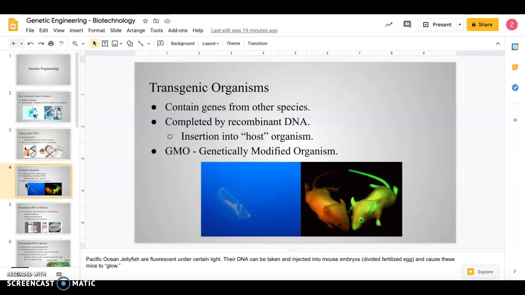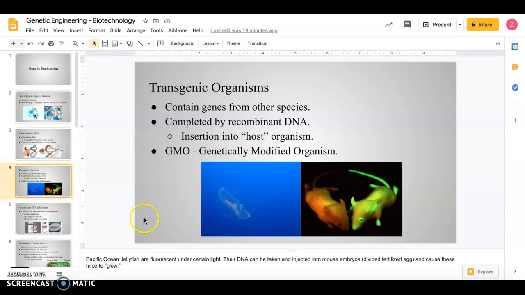In organisms where we change their DNA, we call them transgenic organisms, right? DNA contains genes, and these transgenic organisms contain genes from other species. This is completed by recombinant DNA, inserting the DNA and genes into the host organism. And they're known as a GMO, a genetically modified organism.